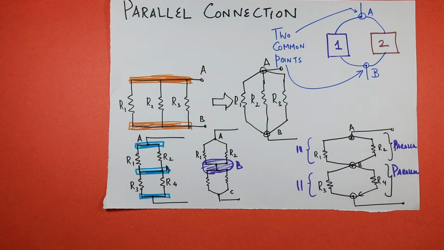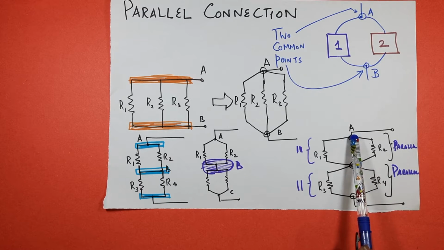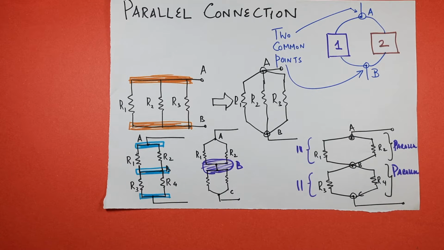So this circuit is similar to this. We have R1 and R2 connected in parallel because A is one common point, B is another common point. Likewise, R3 and R4 are connected in parallel because B is one common point, C is another common point, right? So this you must understand very well.